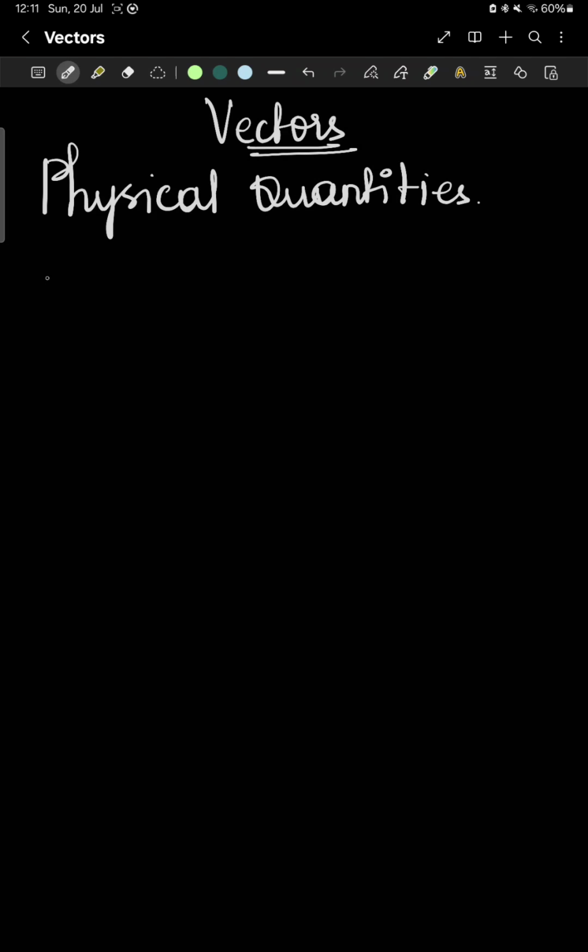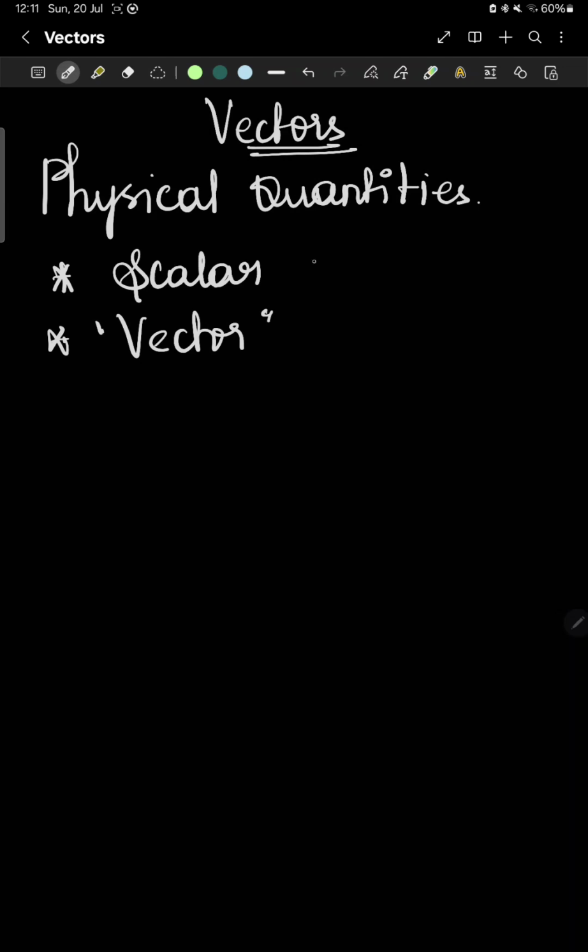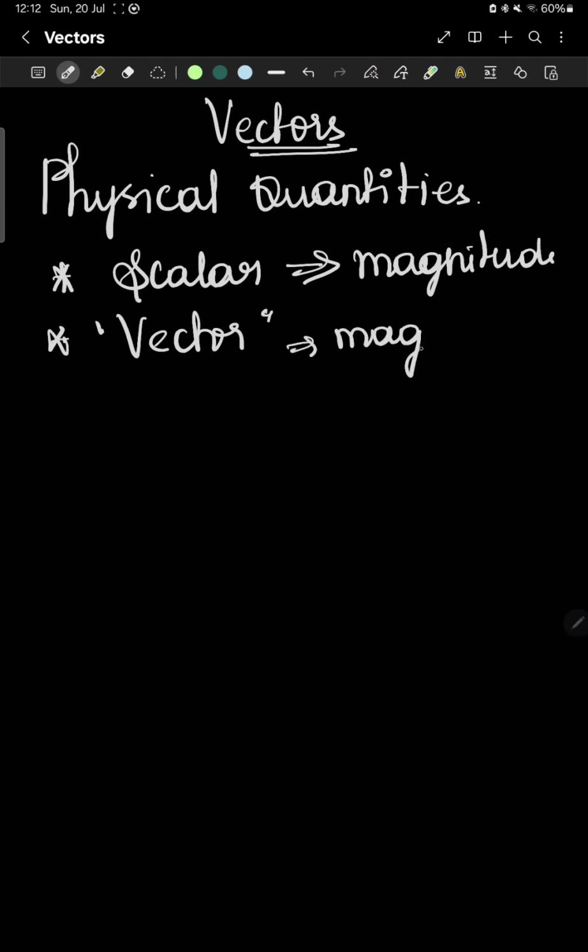So there are two types of quantities here. One is a scalar quantity and the other one is a vector quantity. Before knowing about vectors, we have to know what a scalar is. A scalar is a quantity which has magnitude only, but a vector is a quantity that has both magnitude as well as direction. Those quantities are known as vector quantities.